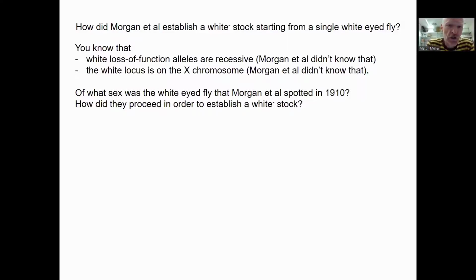Based on the information you have above, you should be... It was probably male because the white phenotype is recessive. Genau. Males are XY. So if you have one mutated version, you don't have a wild type version left, which could complement. So it was most likely a male. So what would you then do with this male, white-eyed male? What would you do then?